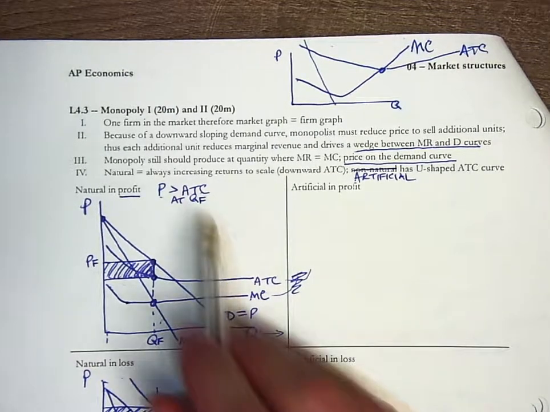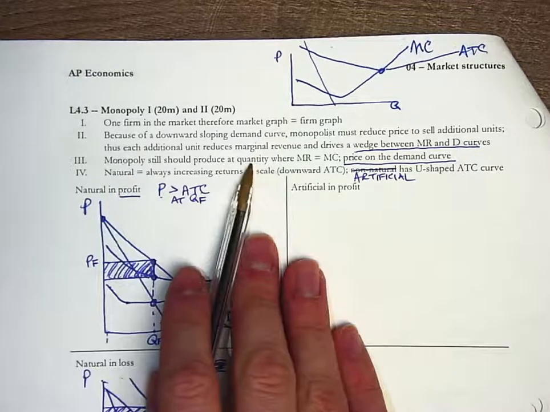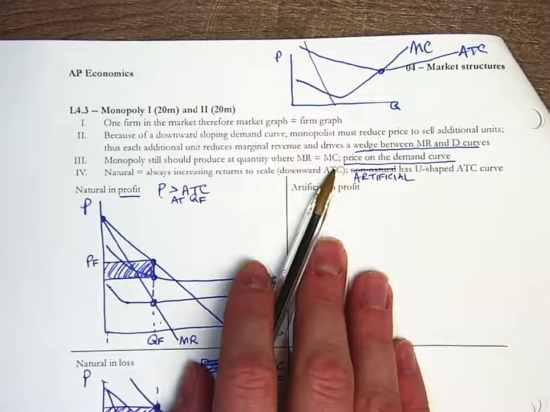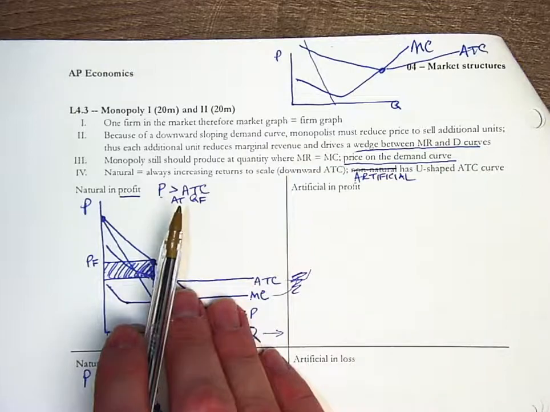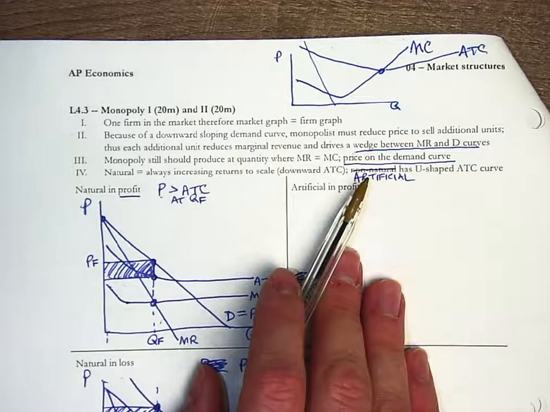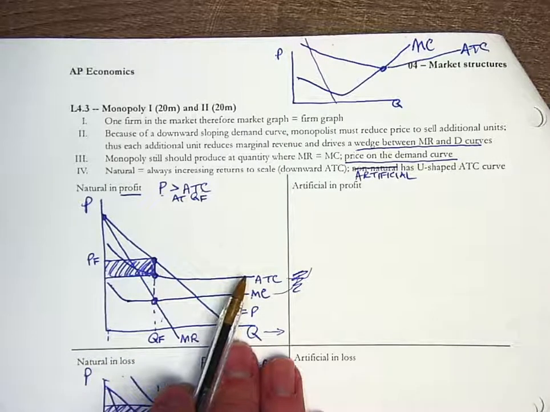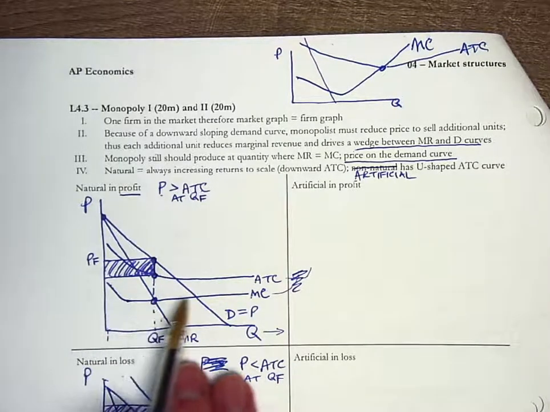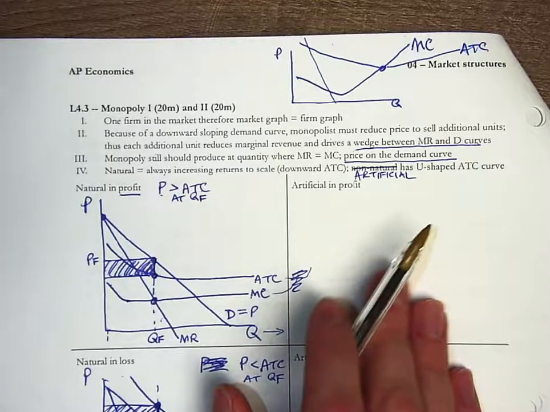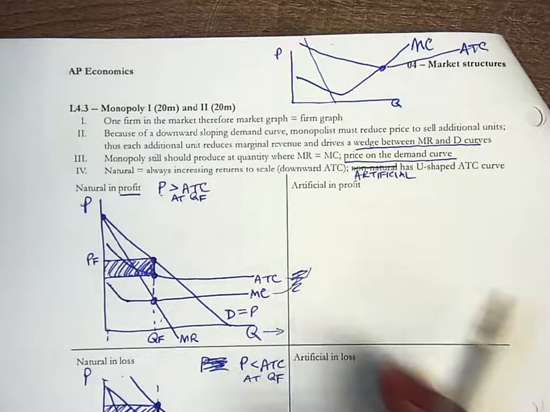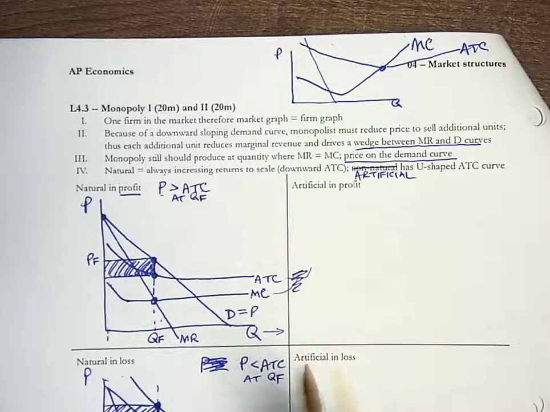And even though it's an artificial monopoly, they're still going to produce at MR equals MC, and again, price on the demand curve. But the difference here is that an artificial monopoly is not going to have this downward sloping ATC. It's not going to have this downward sloping MC. It's going to look very similar to what our perfectly competitive ATC curves look like.